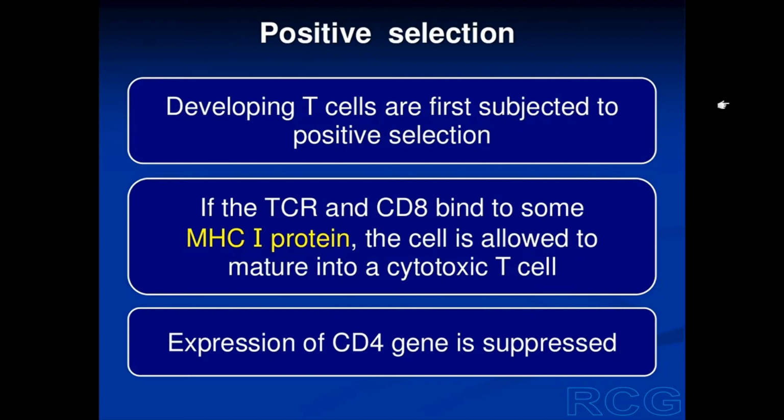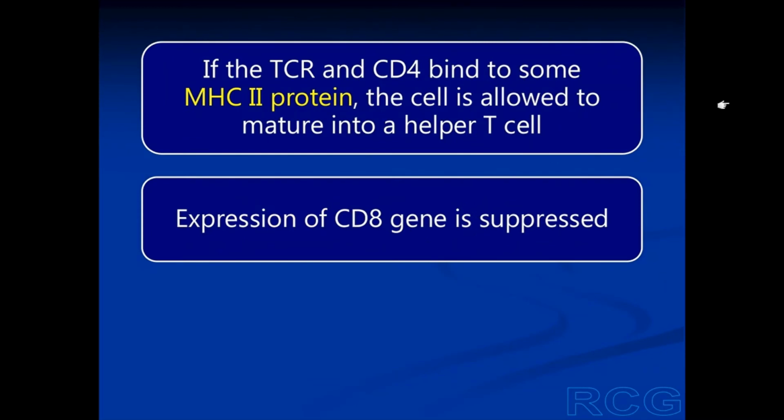In this positive selection, developing T cells are first subjected to selection: if the TCR and CD8 bind to self-MHC class I proteins, the cell is allowed to mature into a cytotoxic T cell, and expression of the CD4 gene is suppressed. Whereas if the TCR and CD4 bind to MHC class II proteins, the cell is allowed to mature into a helper T cell, and expression of the CD8 gene is suppressed.